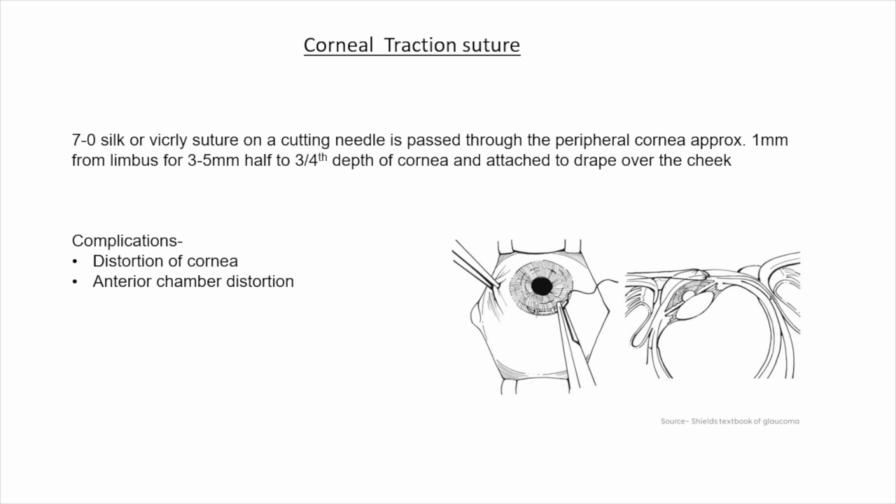In the corneal traction suture technique, the 7-0 silk or Vicryl suture on a cutting needle is passed through the peripheral cornea, approximately 1 mm from the limbus, for 3 to 5 mm at half to 3/4 depth of cornea, and is attached to the drape over the cheek. It has its own complications like distortion of the cornea and anterior chamber distortion.